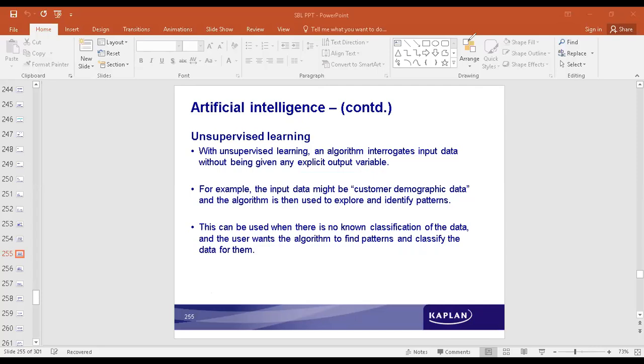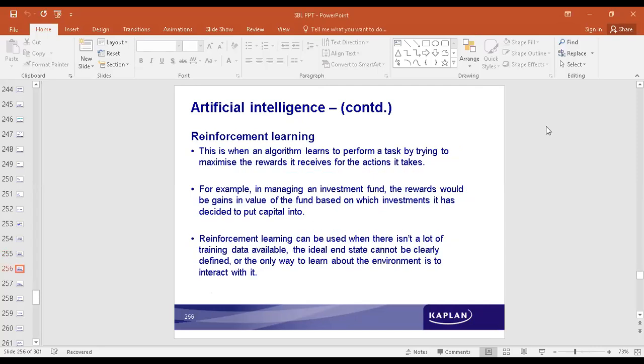Then we have reinforcement learning. That's the fourth one. So what's reinforcement learning? This is when an algorithm learns to perform a task.